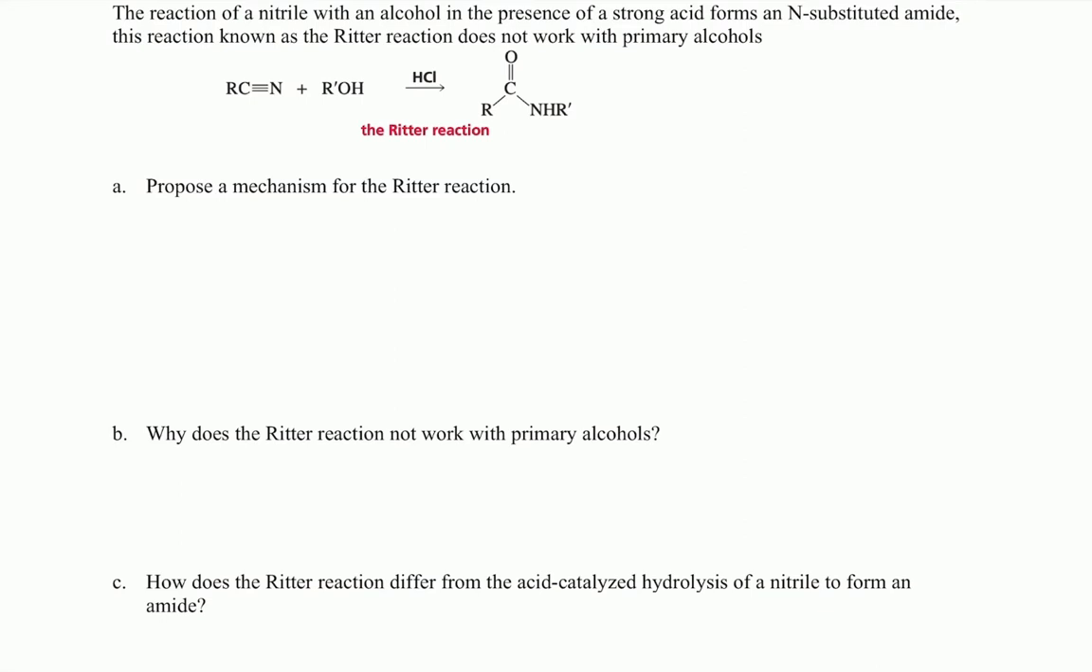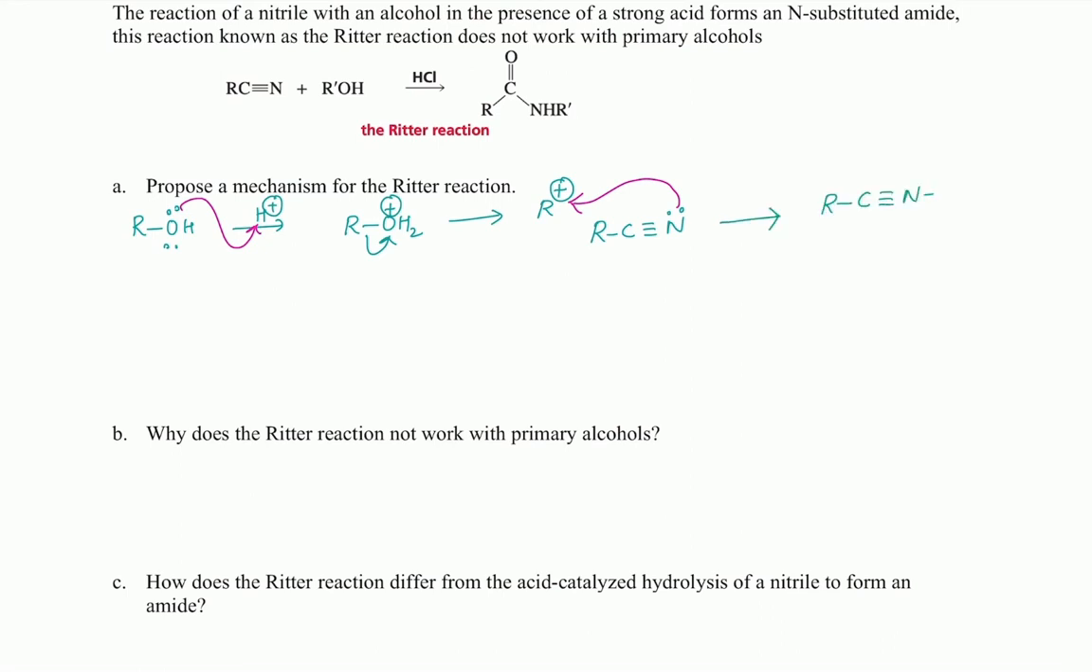So we have this alcohol. It's going to get protonated, and it's going to be converted into a good leaving group, and it's going to leave, thereby forming a carbocation. This is the first step. In the next step is where the nitrile is going to come into the picture. The nitrogen in the nitrile group, with its lone pair of electrons, is going to attack the carbocation, thereby forming a nitrilium ion.